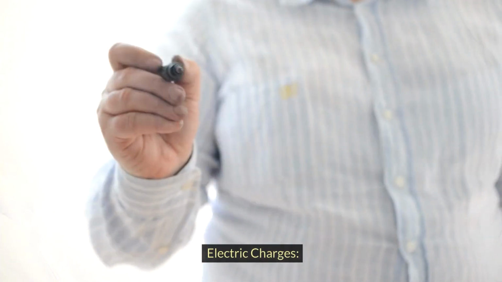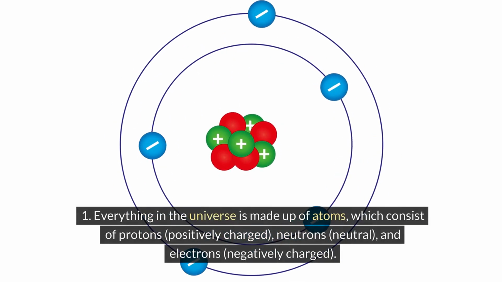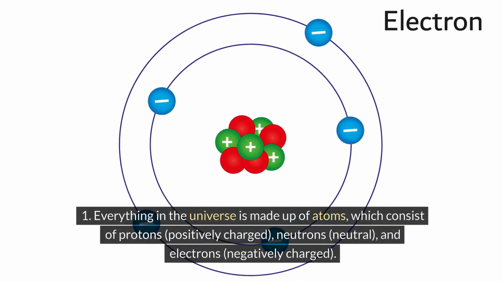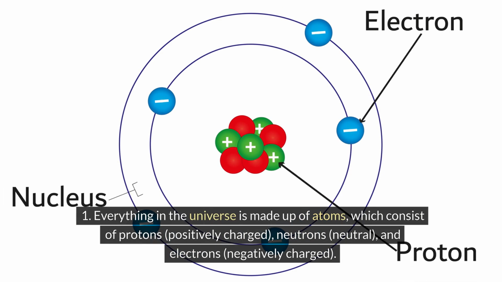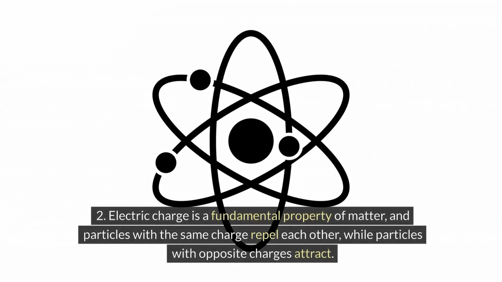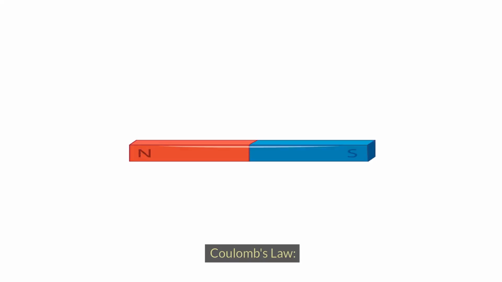Electric charges. 1. Everything in the universe is made up of atoms, which consist of protons, positively charged, neutrons, neutral, and electrons, negatively charged. 2. Electric charge is a fundamental property of matter, and particles with the same charge repel each other, while particles with opposite charges attract.